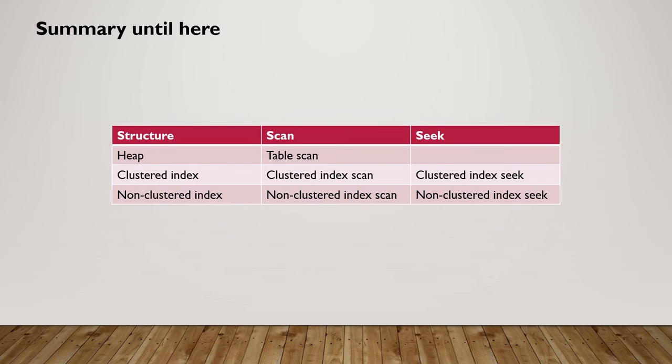Okay, so far we discussed heap, clustered index, non-clustered index, right? In the case of heap table structure, we have table scan. In the case of indexing, however, we have clustered index scan and non-clustered index scan, where the whole leaf node is scanned. Okay.